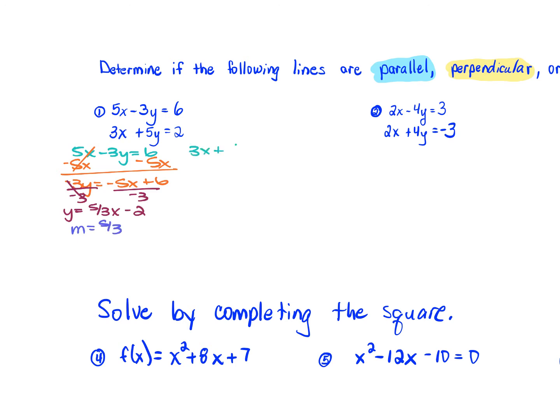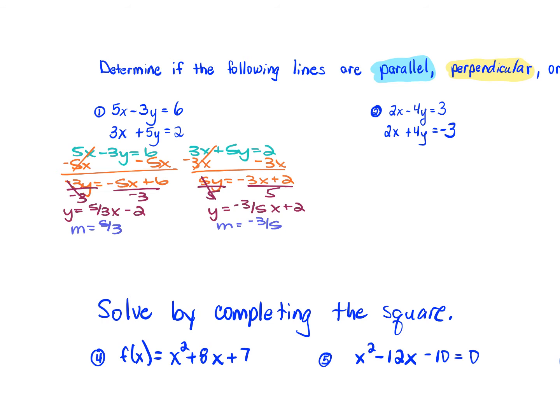For the 3x plus 5y is equal to 2, we're going to subtract the 3x from each side to solve for y. So we have 5y is equal to negative 3x plus 2. We divide each side by the 5. And you have that y is equal to negative 3/5 x plus 2. So for this one, your slope is negative 3/5.